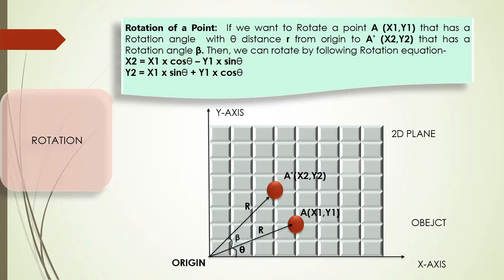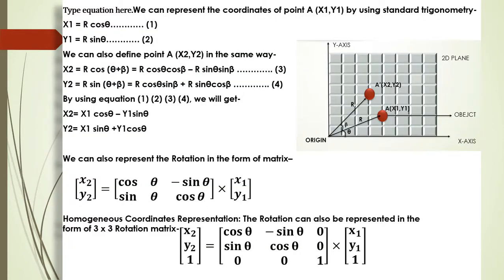Here we can see a 2D plane in which A is an object with coordinates x1 and y1, at distance r from the origin, making an angle of theta with the x-axis. Now this object is rotated by an angle of beta in the anti-clockwise direction, at the same distance r from the origin, getting new coordinate values A dash (x2, y2). Now how is that formula obtained?